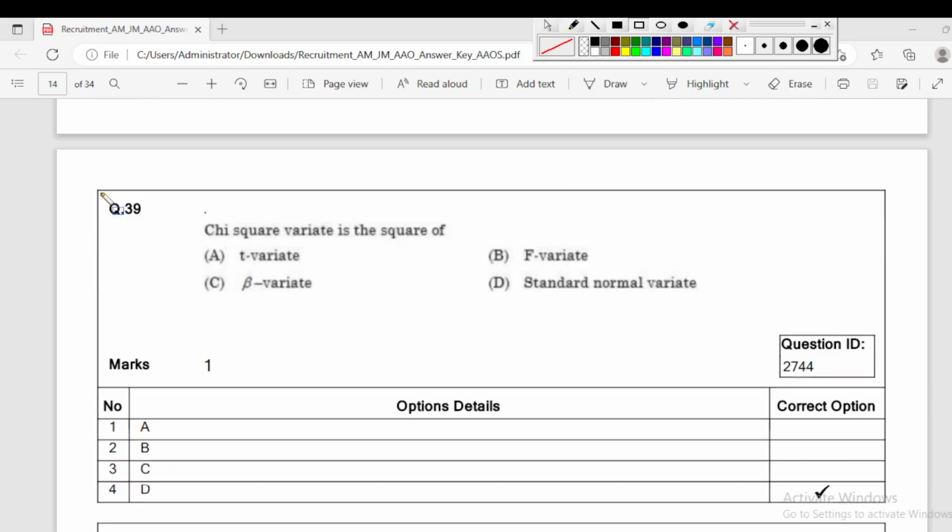Question number 39. Chi-square variate is the square of option A t variate, option B F variate, option C beta variate, option D standard normal variate. Option D is correct, standard normal variate.